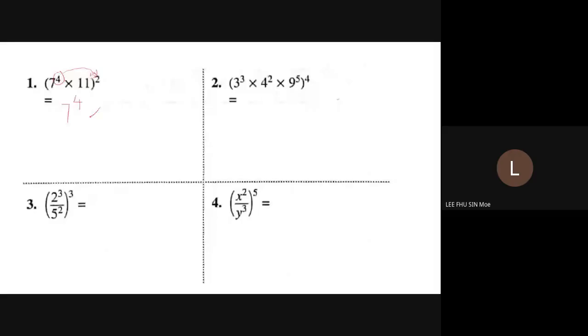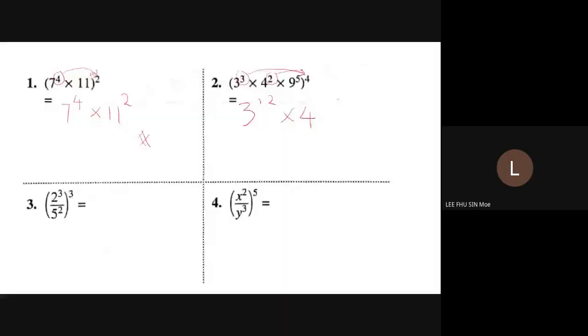Then, do we need to do 7 times 11? Yes or no? Adam, yes or no? Can 7 times 11 or not? No, of course not. Good, cannot multiply. So this is the answer already. Okay, so I hope you understand now.